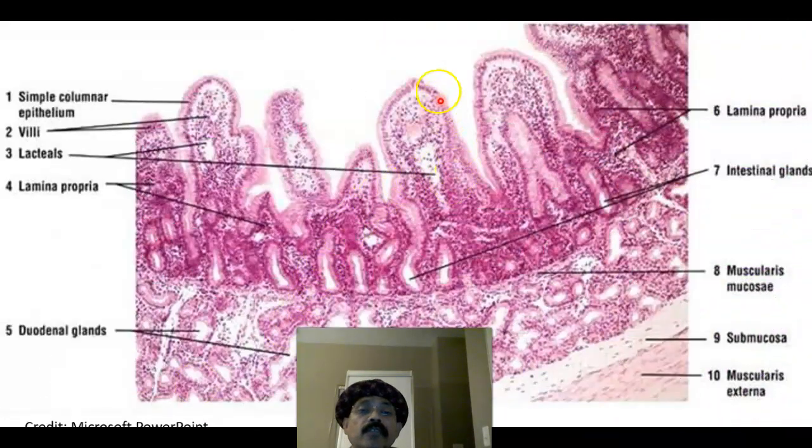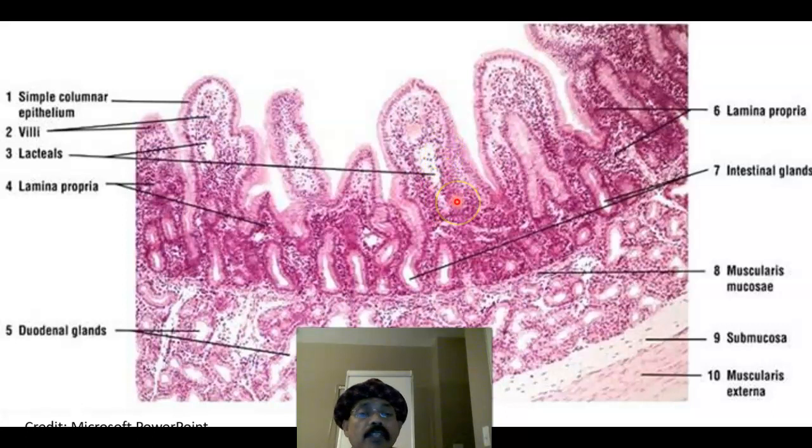Okay, so this is the villi. These are the lining epithelium, simple columnar epithelium. This is the core of the villi that is composed of lamina propria, lacteal. This is a lacteal here. This is a blind ending lymphatic vessel. Okay, we got that.